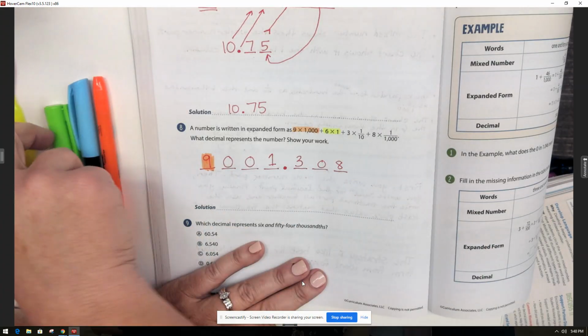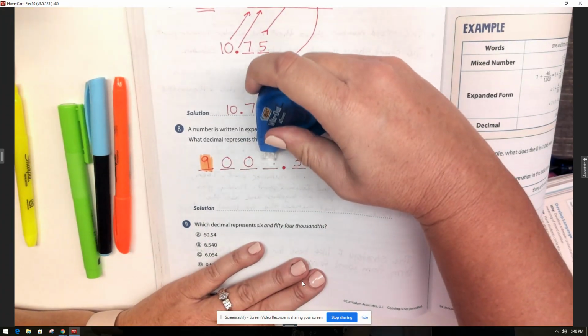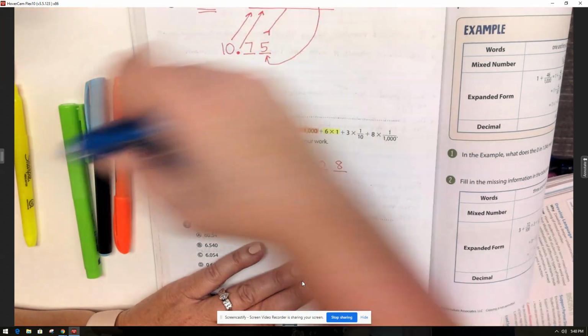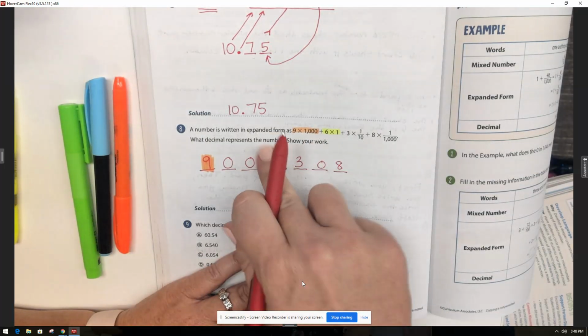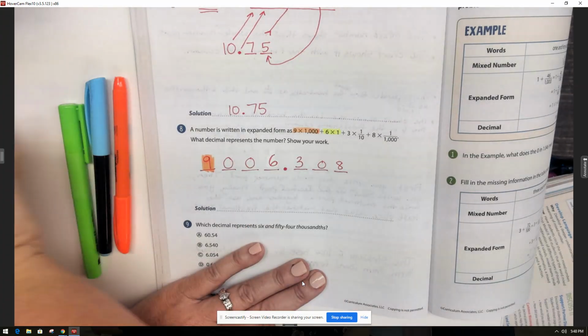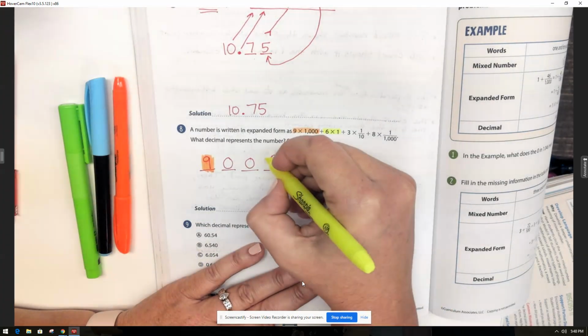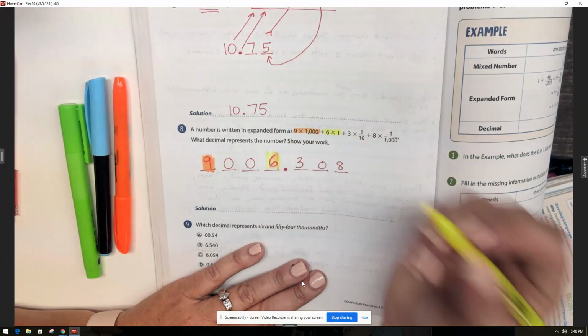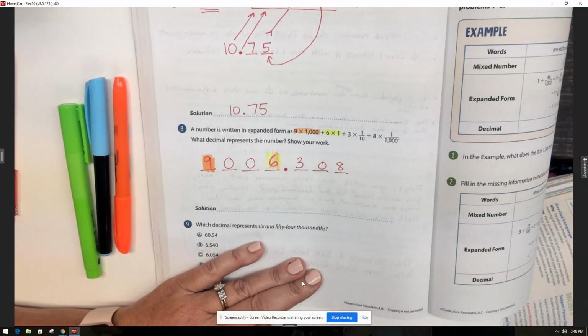Oh, I did that one wrong. See, I caught myself. I hope you guys caught that earlier as well. There is a 6 in the ones place. Oop, now it got all gross. Okay.